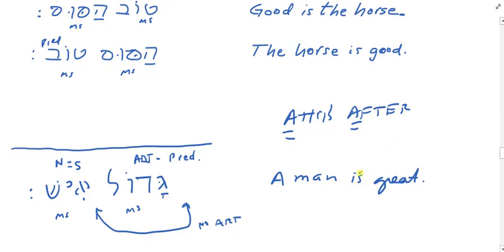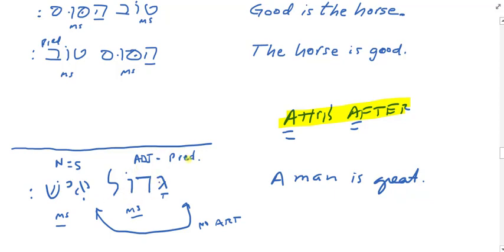Okay? Here I have gadol ish. Gadol ish. Gadol is masculine singular. Ish is masculine singular. But notice that the adjective gadol is before the noun ish. Can this be an attributive adjective? The answer is no, because attributive adjectives always go after the noun that they modify. So if you can remember the A of attributive and the A of after and keep those together, that'll help you. Okay, if my adjective ever is not after the noun, it can't be attributive. So this is going to be a predicate use.